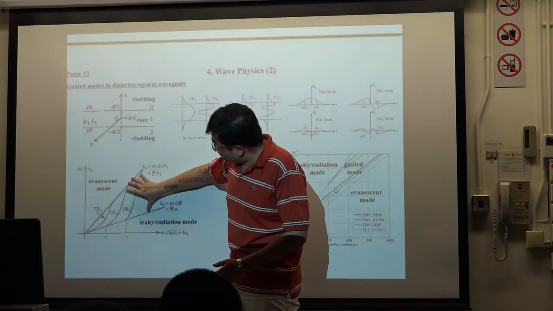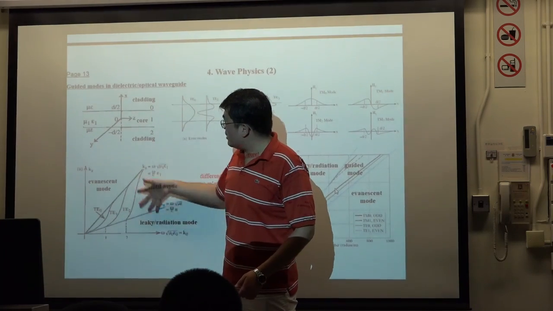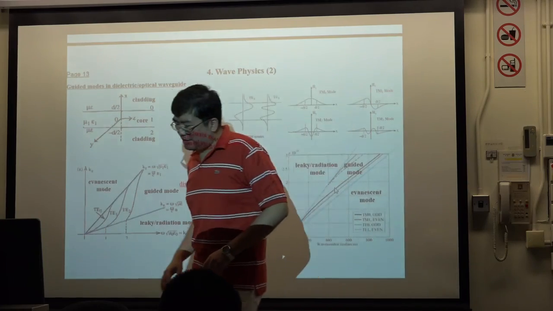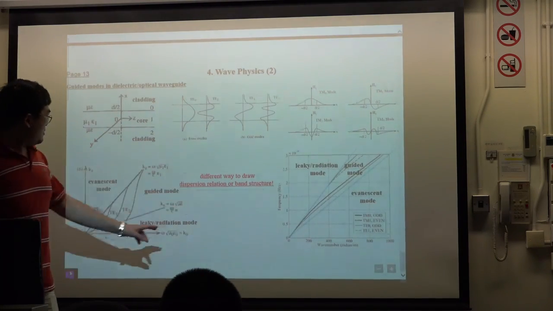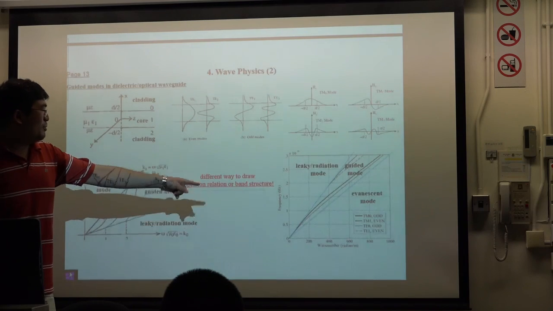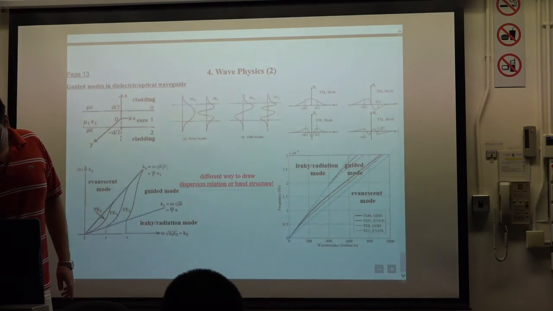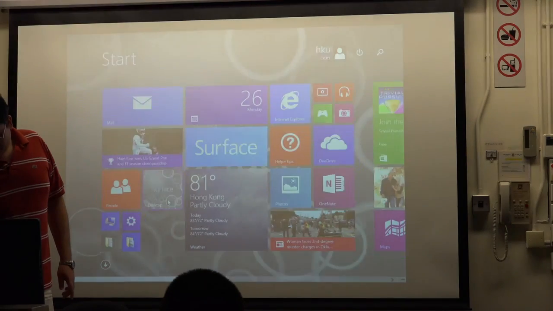So the guided mode is bounced. You can see this bounce along. These are two dispersion curves for the cladding region and the core region. Okay, this is a traditional guided wave structure. But this just uses k and omega, so it's a little bit different from different references. So this is a traditional one.